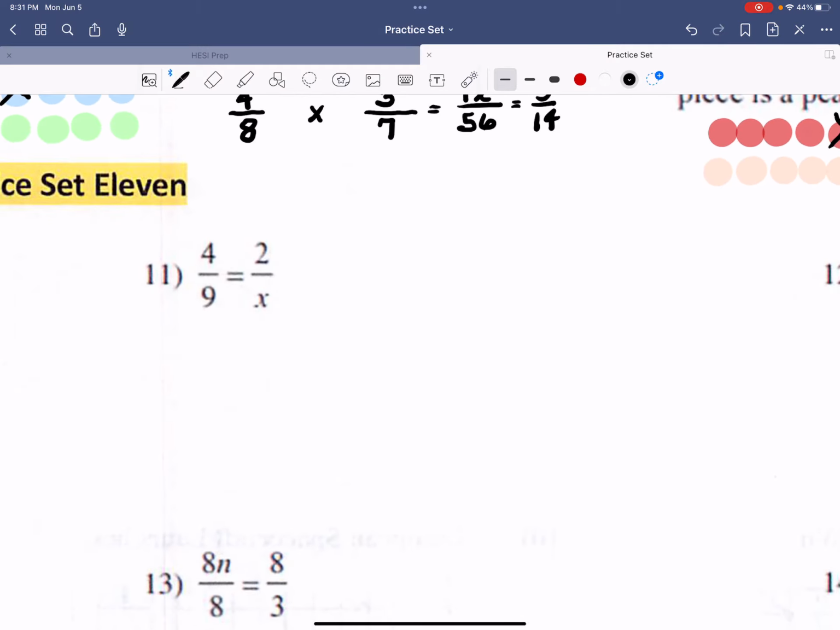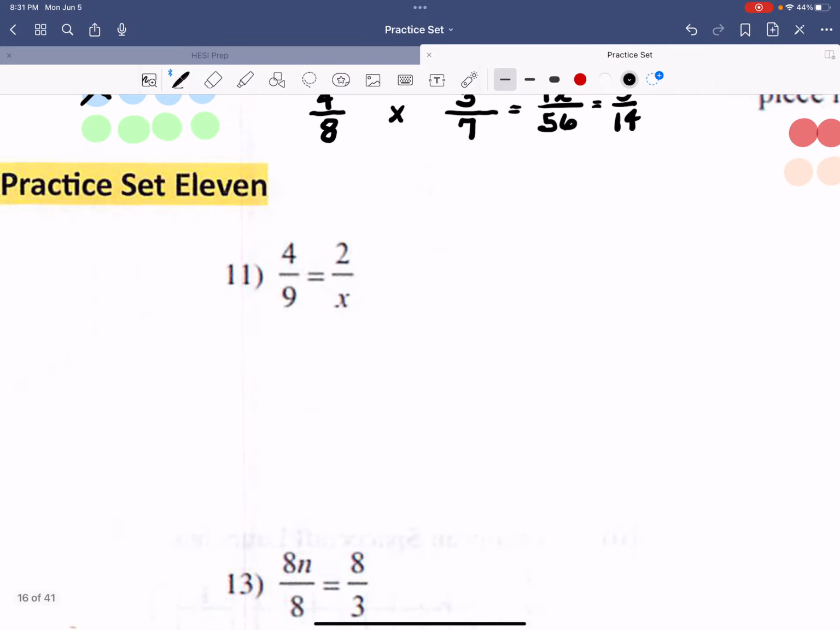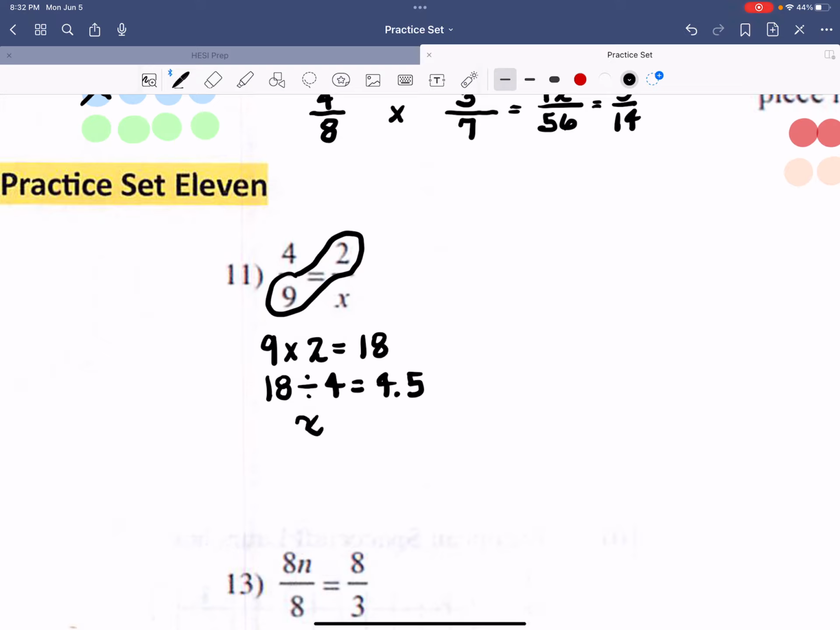Number 11, we're solving for x. So I'm going to put a peanut around the 2 that I can. 9 times 2 is 18. Divide by the one that's not in the peanut. 18 divided by 4 is 4.5. So x is 4.5.